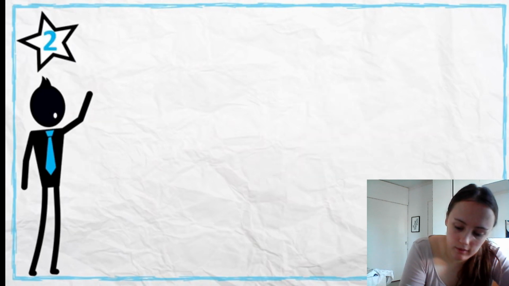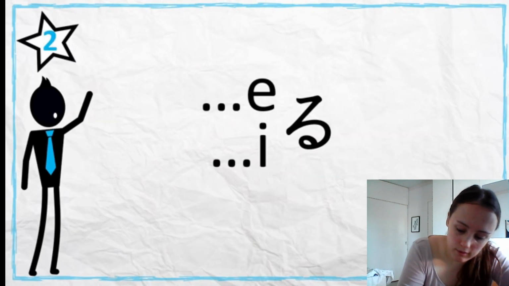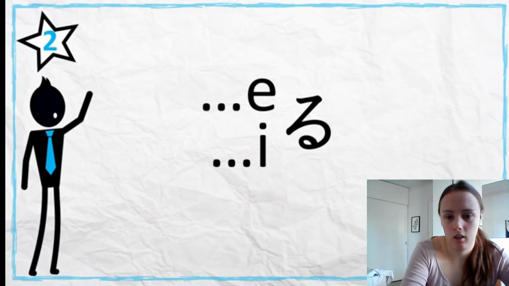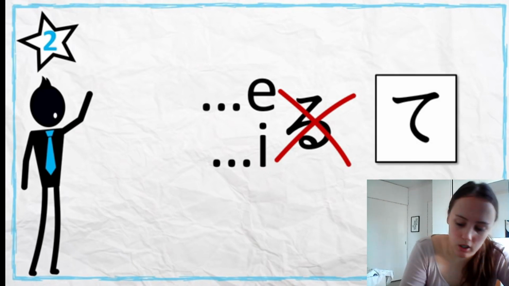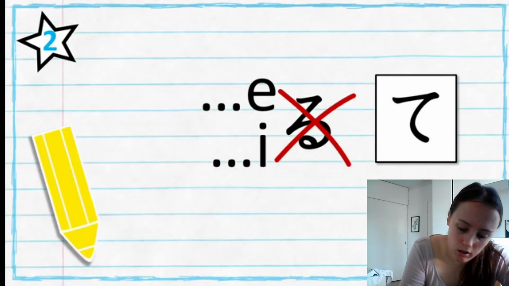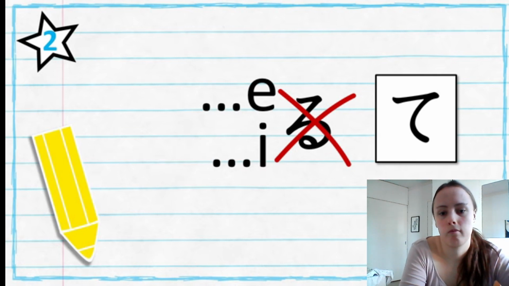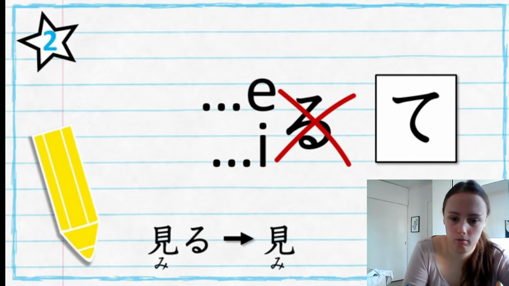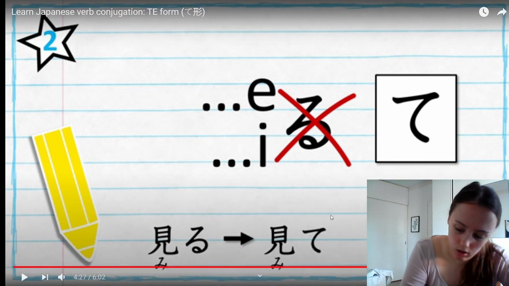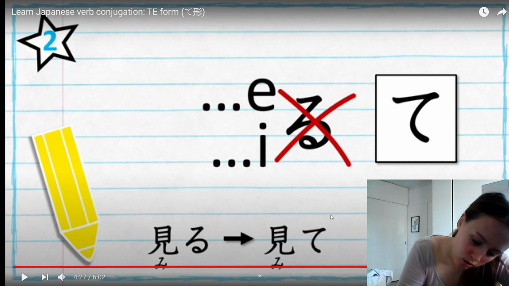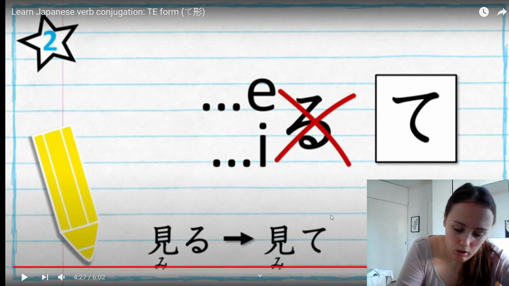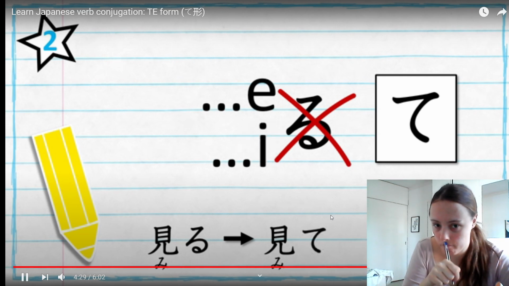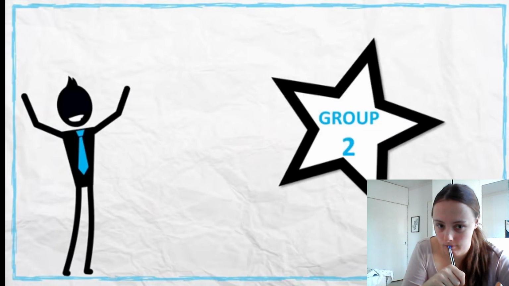Group 2 verbs always end with ru, with an a or e ending syllable before, and anytime we want to conjugate a group 2 verb, the ending ru just disappears. All you have to do is replace it with te. So how would you say look? The verb to look is miru. Take out the ru and put te instead. Mite? Exactly. Miru becomes mite, look. Sayonara, group 2.